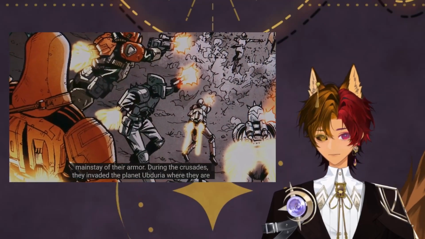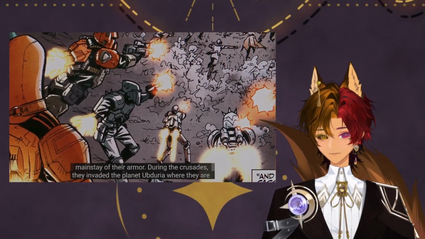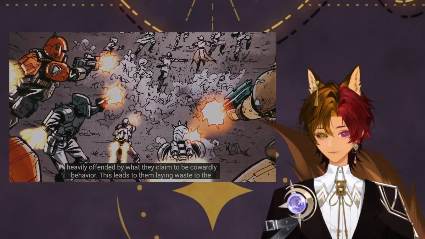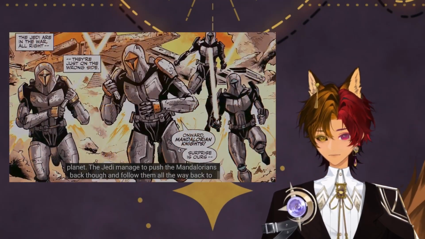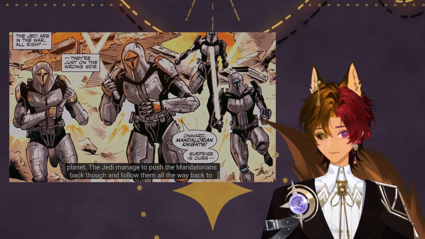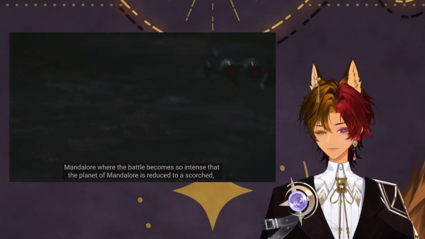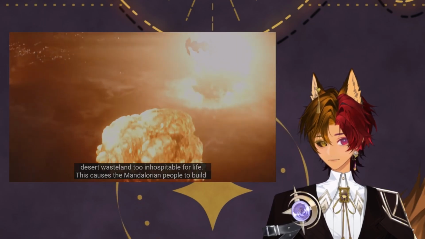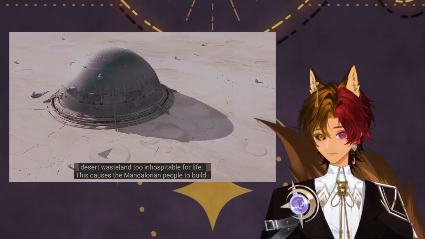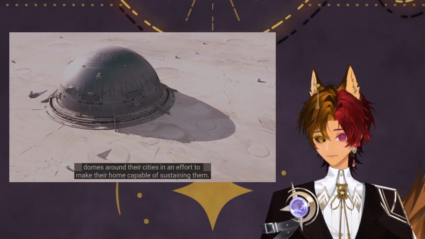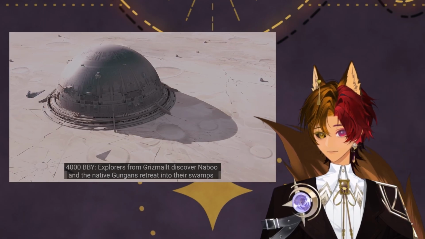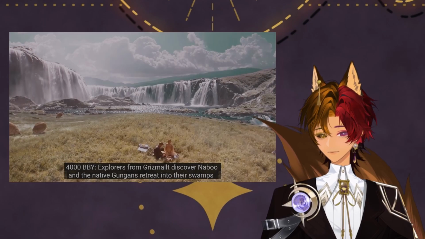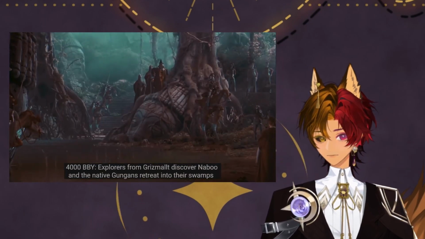During the Crusades, they invaded the planet Ubduria, where they're heavily offended by what they claim to be cowardly behavior. This leads to them laying waste to the planet. The Jedi manage to push the Mandalorians back though, and follow them all the way back to Mandalore, where the battle becomes so intense that the planet of Mandalore is reduced to a scorched desert wasteland too inhospitable for life. This causes the Mandalorian people to build domes around their cities in an effort to make their home capable of sustaining them.